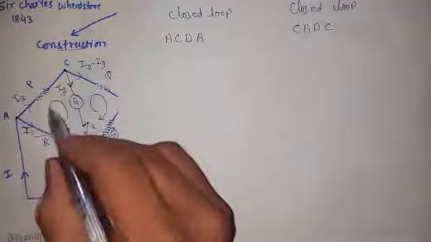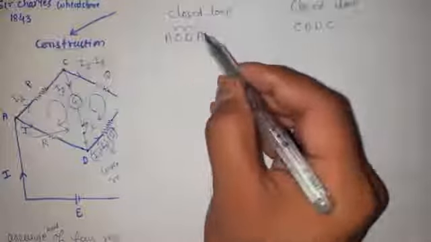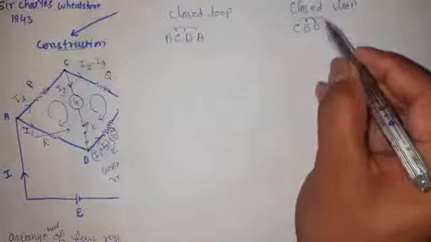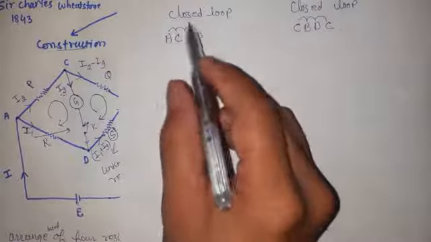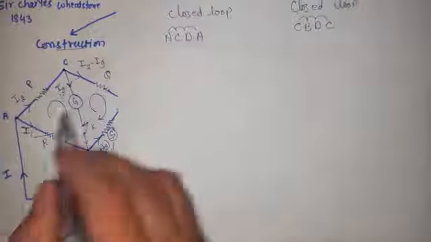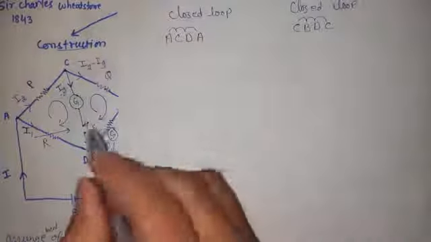Okay, so I have chosen my path over here: A to C, C to D, D to A, C to B, B to A, B to D, D to C. Now, what is said in Kirchhoff's second law? That the algebraic sum of all the EMF is equal to the algebraic sum of all the IR products.